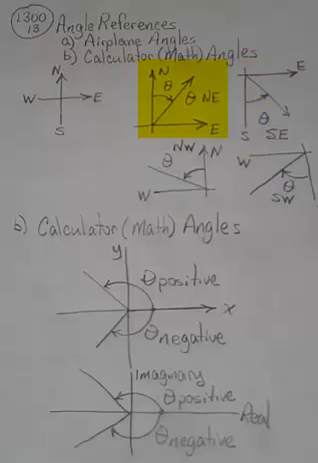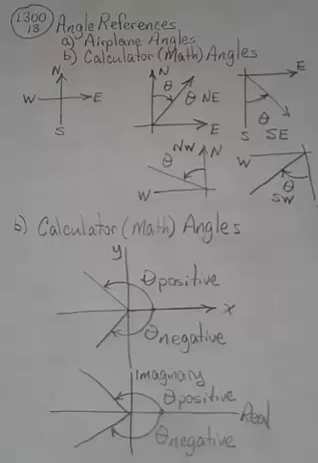If the airplane direction is between north and east, then we say that's a northeast angle measured from the north. If the airplane angle is between north and west, we call that northwest angle measured from the north. Measured from the north in both cases.